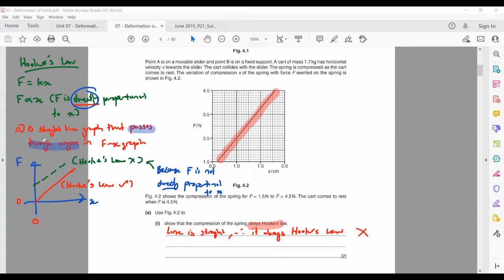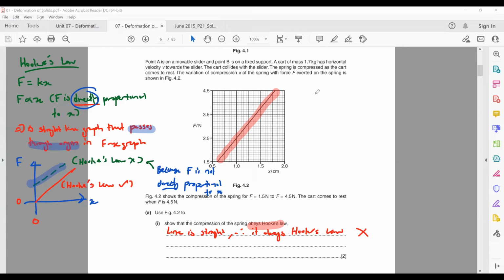Okay, if you have a graph which is also a straight line, like the ones that you see here, but it doesn't pass through origin, that one is not obeying Hooke's law. Because if it's like that, it doesn't mean that F is directly proportional to X. Just because it's a straight line does not necessarily mean that Hooke's law is obeyed.